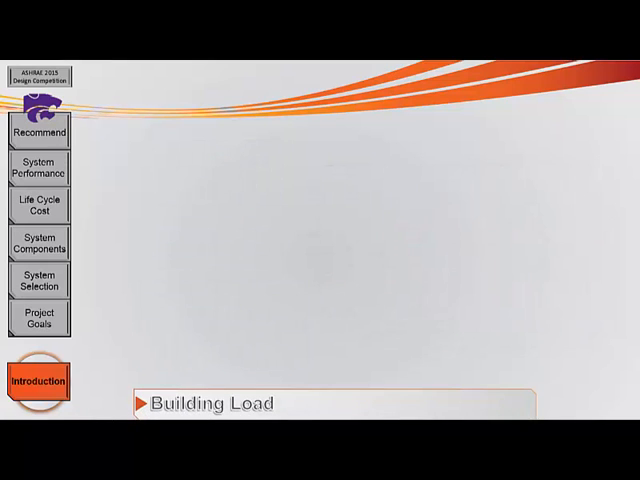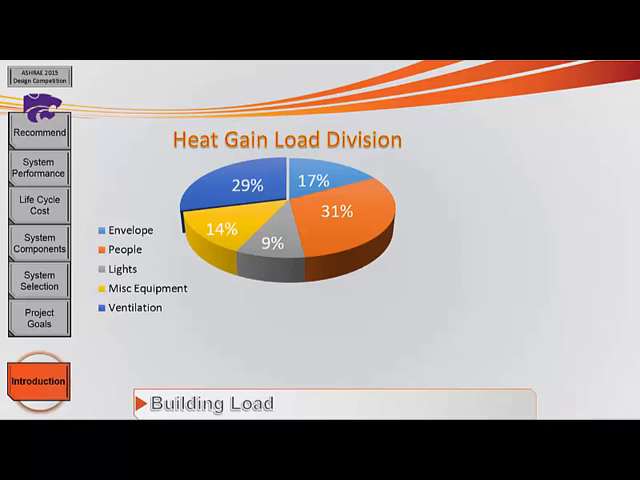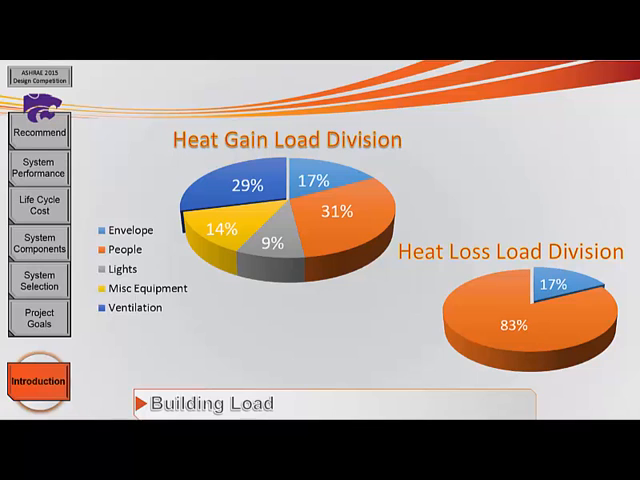TRACE 700 software is used to calculate the total heat gain and heat loss of the building. The peak heat gain is 171 tons and can be broken down by source to show that the majority of the cooling load is due to the occupants and ventilation requirements. The peak heat loss is 420 MBH.